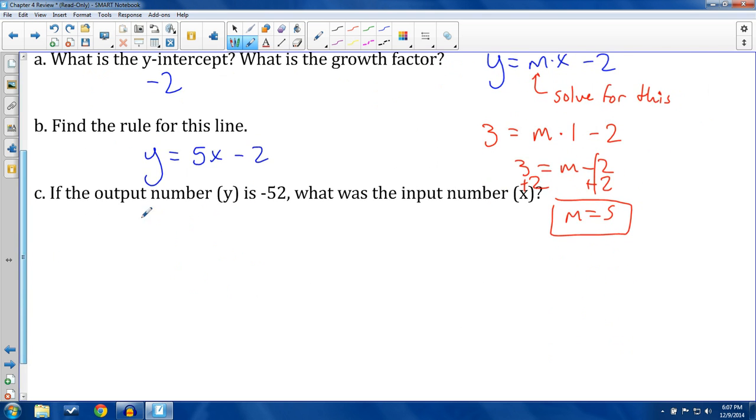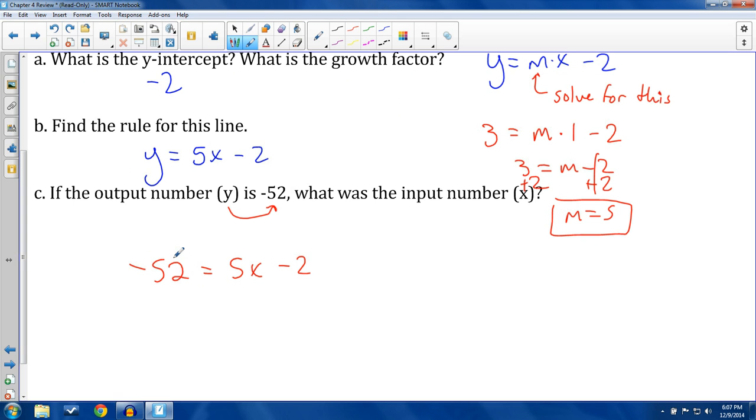Okay, part C, if the output number y is -52, what was the input number? So this is very adamant and specific. I am substituting -52 for y. -52 equals 5x minus 2.